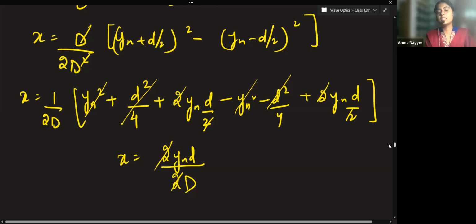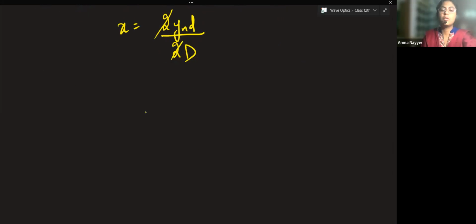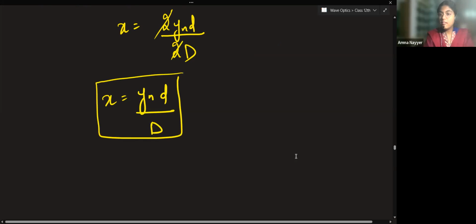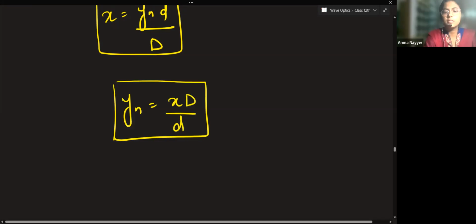Now from here you have the expressions of both X as well and Y as well. So from here, x will be equal to yn small d by capital D. So even if you require path difference and you have the linear separation, you can use this. Otherwise, you in any way have the formula yn from here, that is equal to x capital D by small d. Fine. This much is remaining.